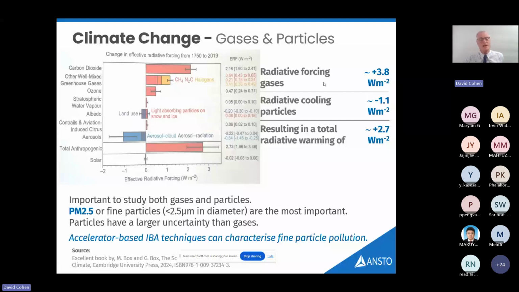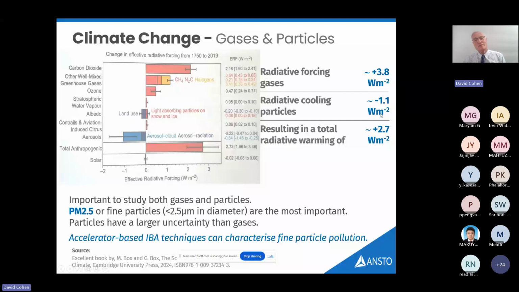And sure enough, if you go and look at the aerosols down here, the fine particles, you see that's got negative forcing and it's got a larger error. So we need to get some more data to specify it properly. The error on the greenhouse gases now is quite good. The error on the fine particles and how they operate in this particular climate change picture isn't as well known. But the average cooling, because the particles cool, they reflect the sunlight back out, is minus 1.1 watts per meter squared. And that's why we end up with this total 2.7.